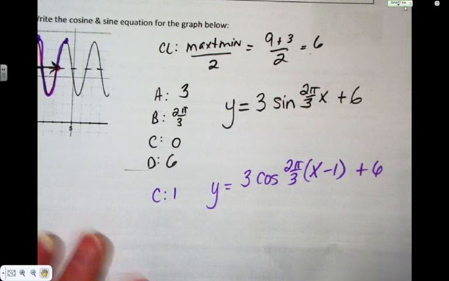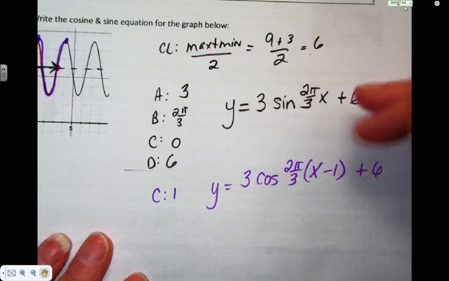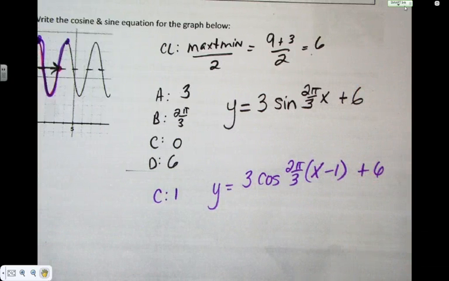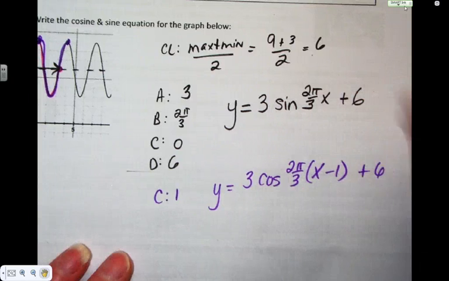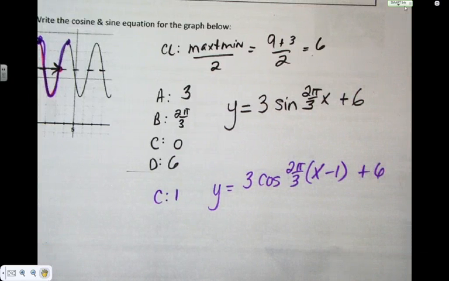We're not going to, but if you wanted to check this, you could put both of these into your calculator and they should be right on top of each other, because these are the exact same equation. It's just cutting them in different spots.